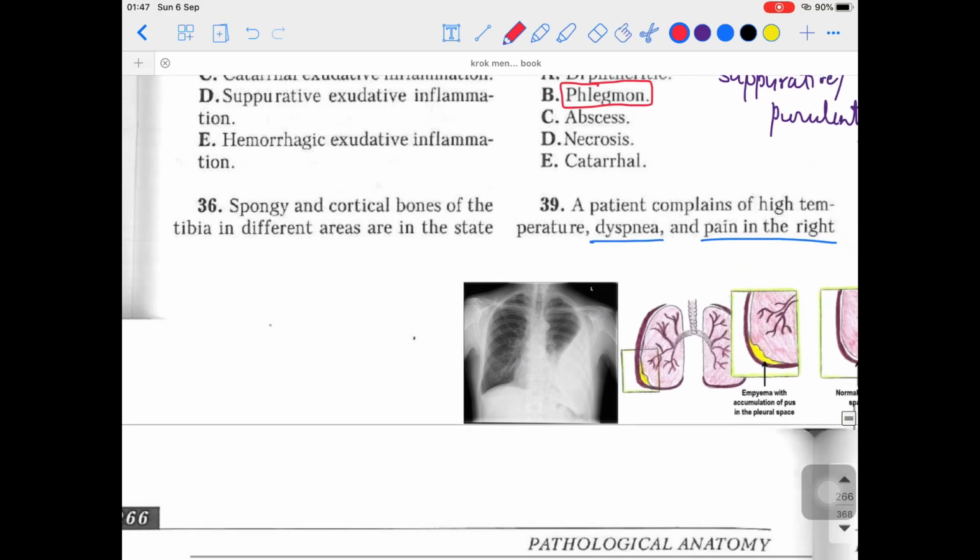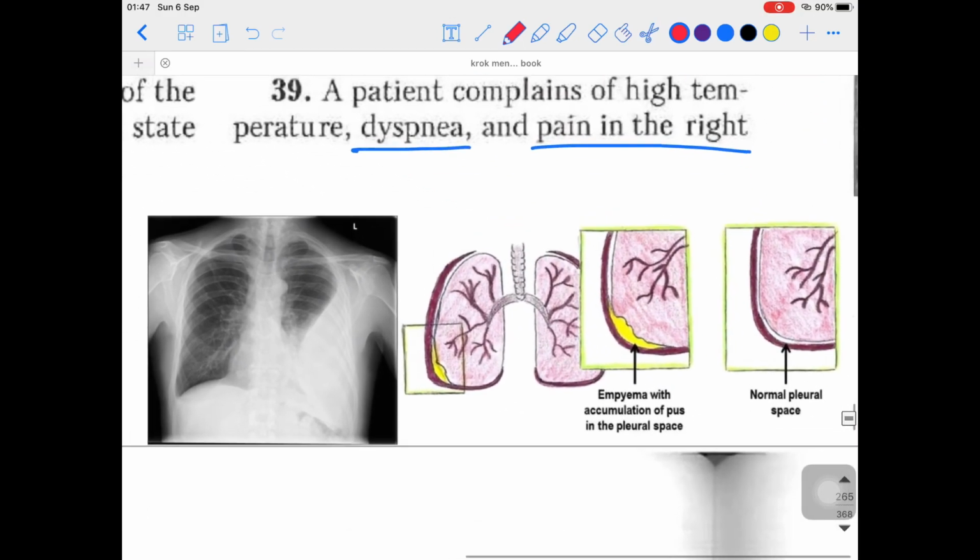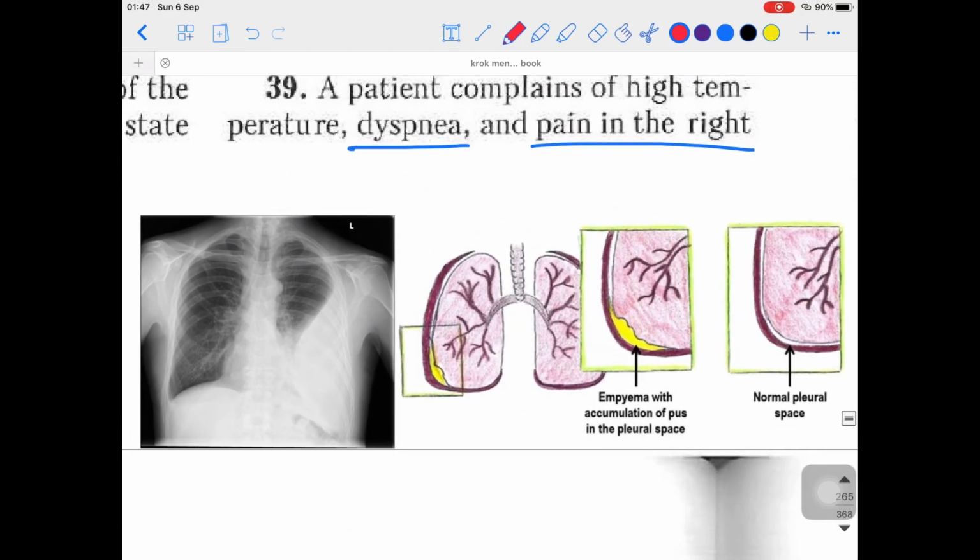Let me take you to some images as far as empyema is concerned. First of all, come to the right side of this diagram. On the extreme right, you can see that this is the normal pleural space. No problem is there. Then you are seeing the yellow kind of thing appearing in the pleural space. That is nothing but an empyema, a pleural empyema. So pus is filling over there. As I said, this is the suppurative or purulent inflammation. Empyema comes in that category. So that is the empyema.